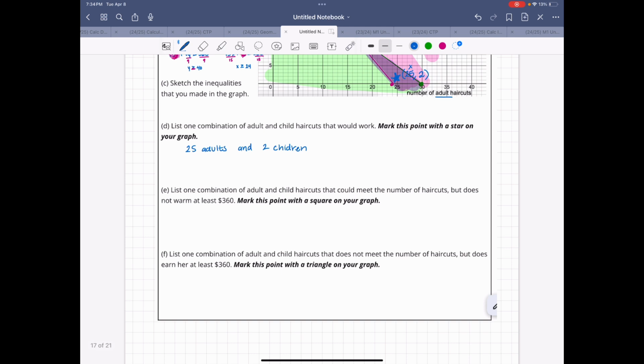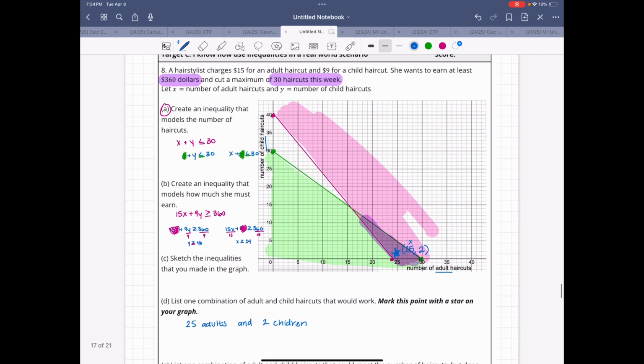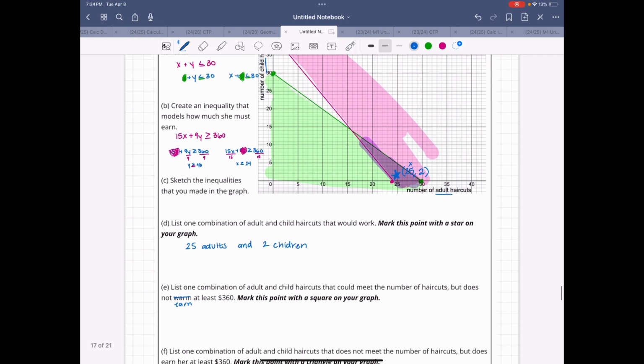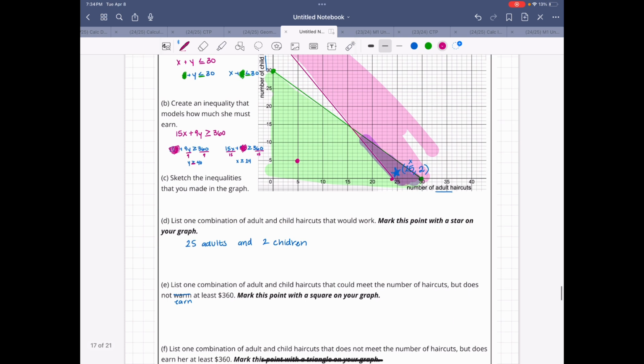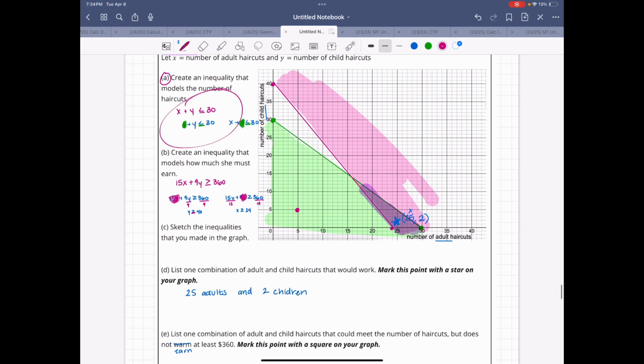E says list one combination of adult and child haircuts that could meet the number of haircuts but does not, they should say does not earn at least $360. So the $360 is in that pink region. So she could very well cut 5 adult haircuts and 5 children haircuts, which technically is less than 30, so it meets this model here, but she's not going to earn more than $360, which is in this region here.